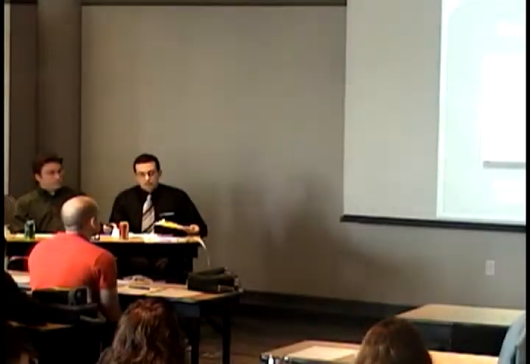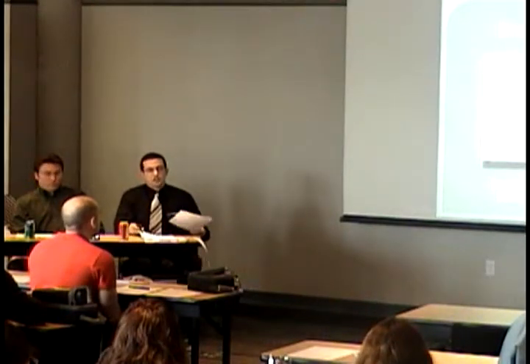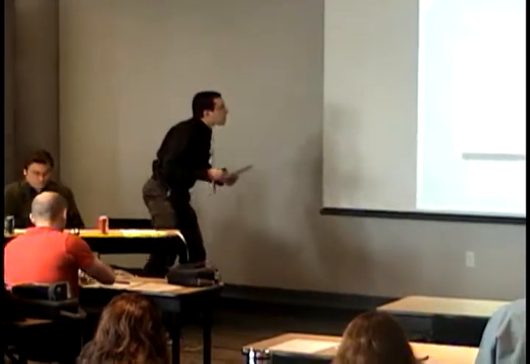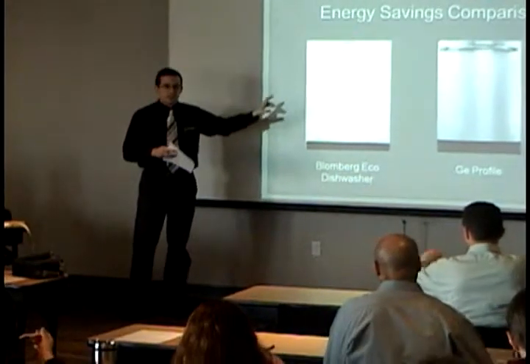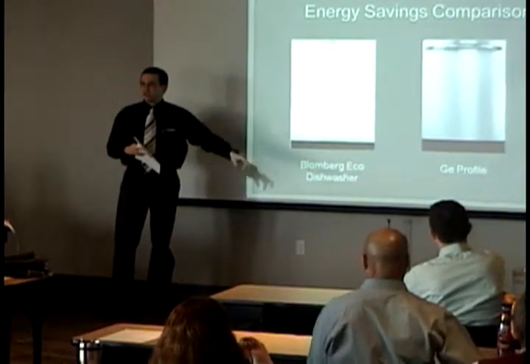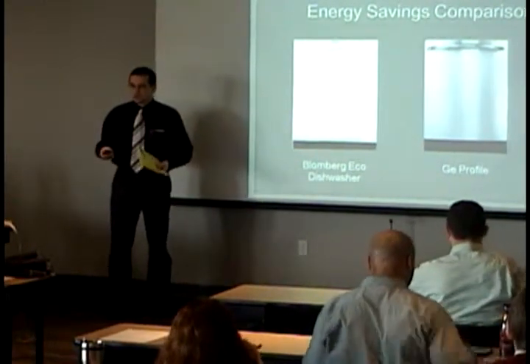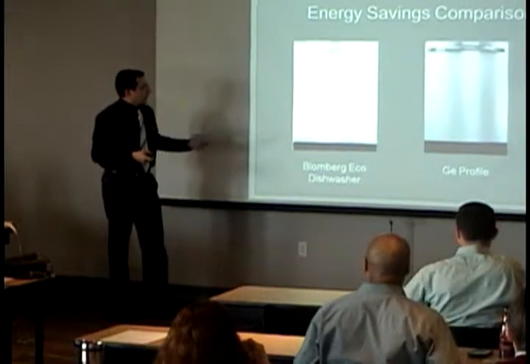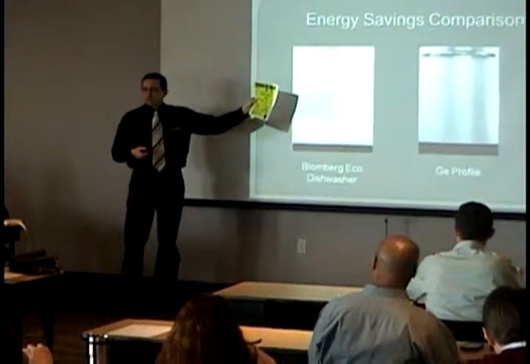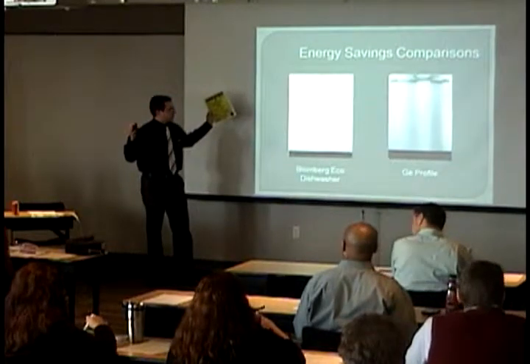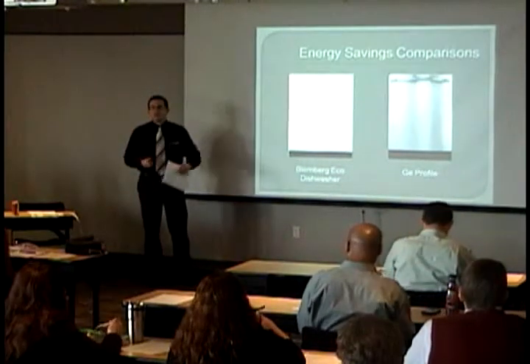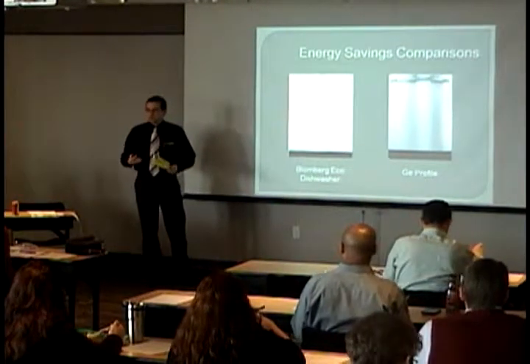So let's talk about a very simple example to get started. These are two dishwashers, and this was one of the easiest ways we could think of to start to describe what energy modeling is. They sort of look different. Maybe somebody prefers white and somebody prefers stainless steel. They're from different companies, but in the end, they do the same thing.